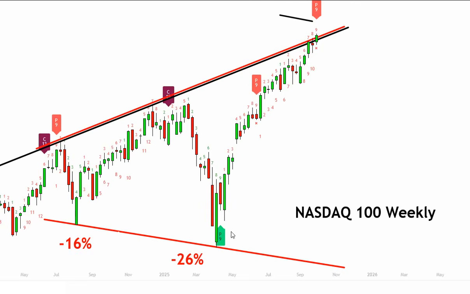A 9-count marked the bottom. We had a 13-count mark the peak here, but it happened right after, went a little bit higher, and then we turned down. And again, we really went sideways there right before the February sell-off. We had dropped 26%. Here we got a 13-9, slammed into the trend line, and we dropped nearly 16%. You're likely going to see something significant happen here.